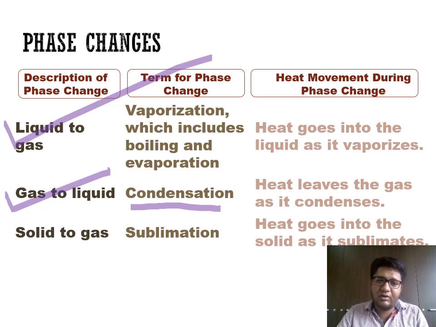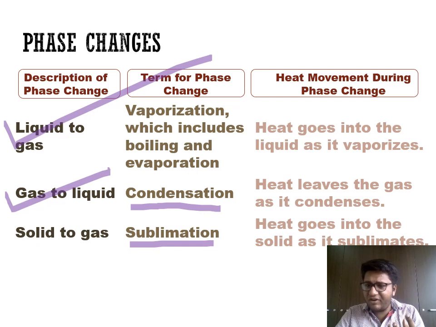This process we call sublimation. Heat goes into the solid and it sublimates. A good example of this is camphor. When camphor is heated, it goes to the gaseous state. So this is an example of transformation from solid to gas, and this process is called sublimation.